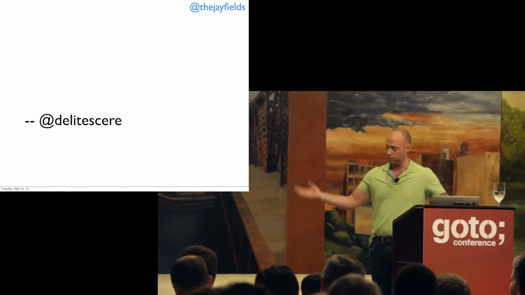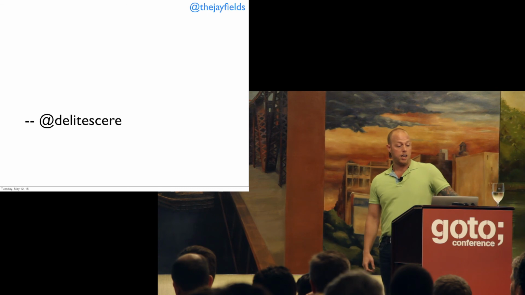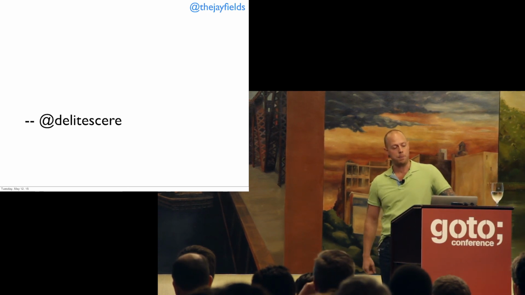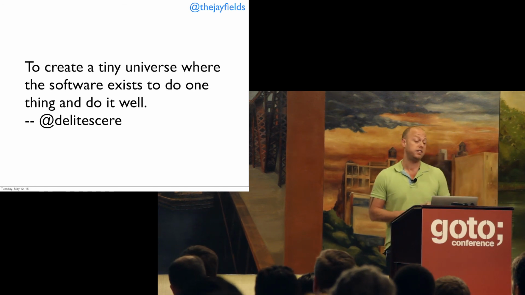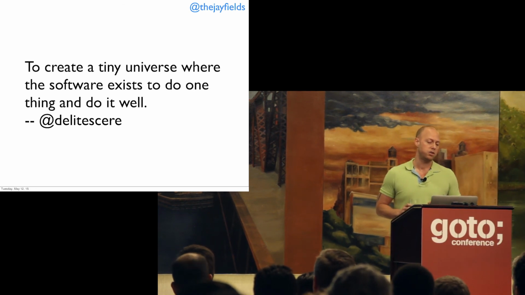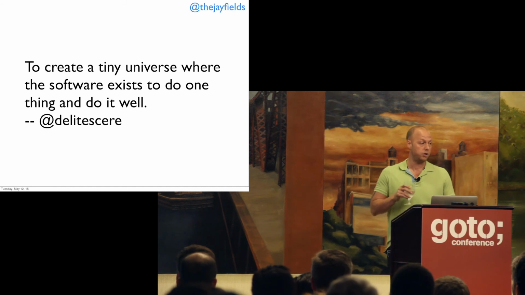Josh Graham, you may know, that's his Twitter handle. I once said to him, why are you writing tests? Why do you even bother to write tests? And he said, to create a tiny universe where software exists to do one thing and do it well.